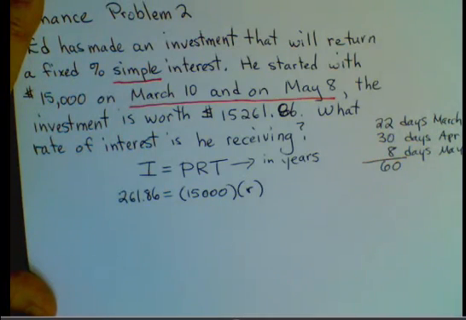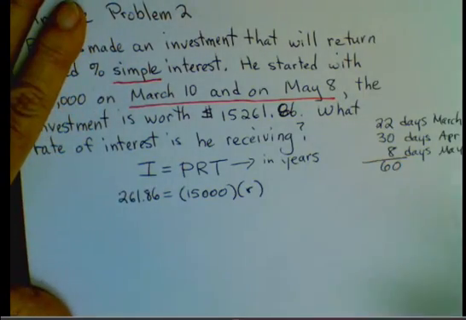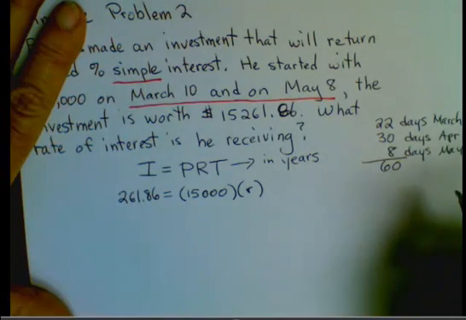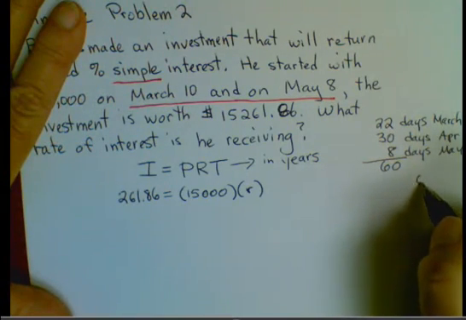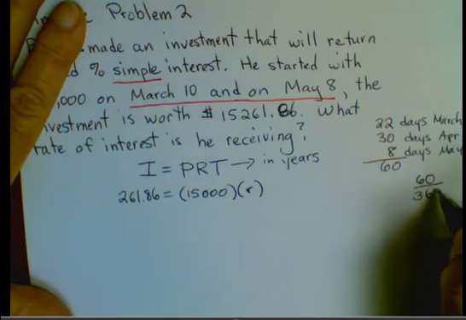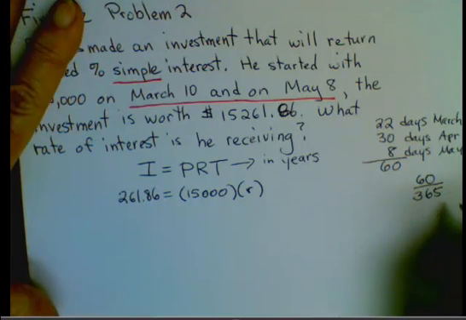We need that as part of a year. There are 365 days in 1 year. We're not going to worry about a leap year. So we want this as a part of a year, so we'll make it a fraction. We have 60 days out of 365. This will give it to us in part of a year.